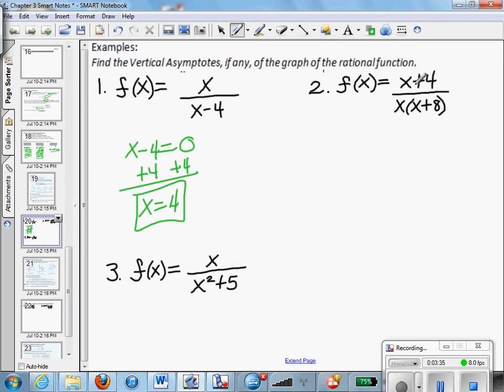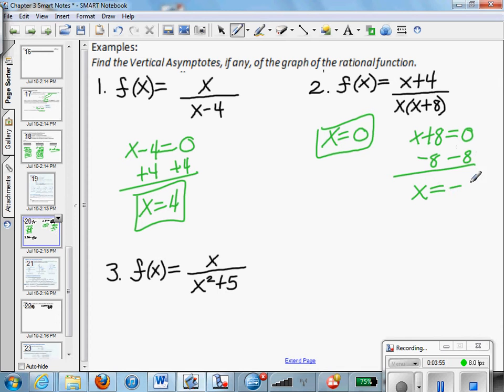For number 2, we have f of x equals x plus 4 over x times the quantity x plus 8. So x is going to be equal to 0, and we're also going to have x plus 8 equals 0. Right off the bat, we found that x was equal to 0, and for the other we subtract 8 on both sides, saying that x equals negative 8. So there are 2 vertical asymptotes for this one rational function.